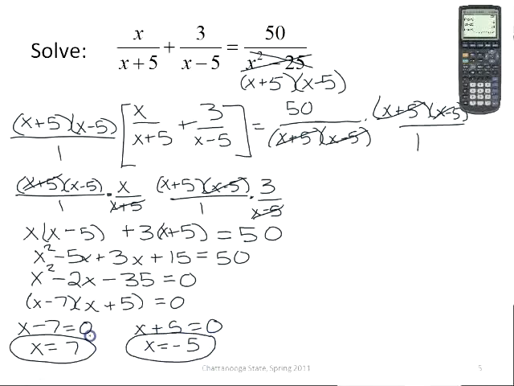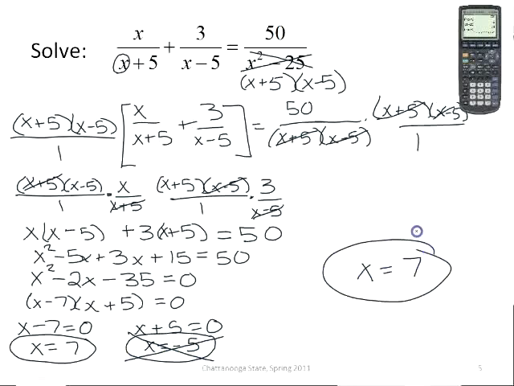Now, I have to check these. If you notice, when I put the negative 5 back in here, if I put negative 5 in for this x, I would have negative 5 plus 5, which would give me a 0 in the denominator. So I would throw out the negative 5, and the only solution I have would be 7.